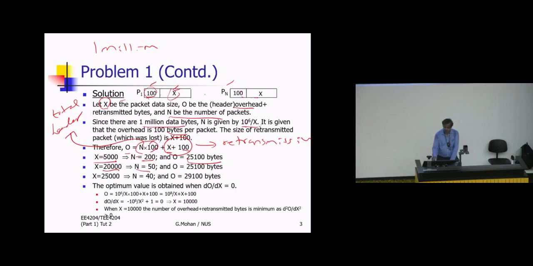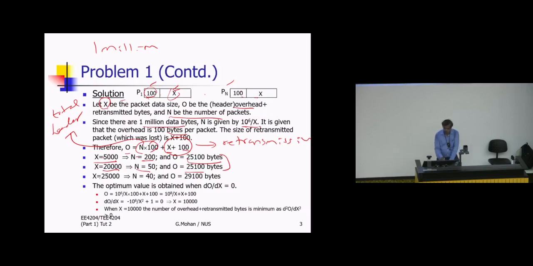If X is 20,000, that is each packet carries 20,000 bytes, the number of packets will be just 50, because 1 million divided by 20,000 is 50. Now if you use these values of X and N in this equation, you get O as 25,100. Note that in these two cases, the total overhead, that is header plus retransmitted bytes, is the same. Okay, so it so happens that they are same.